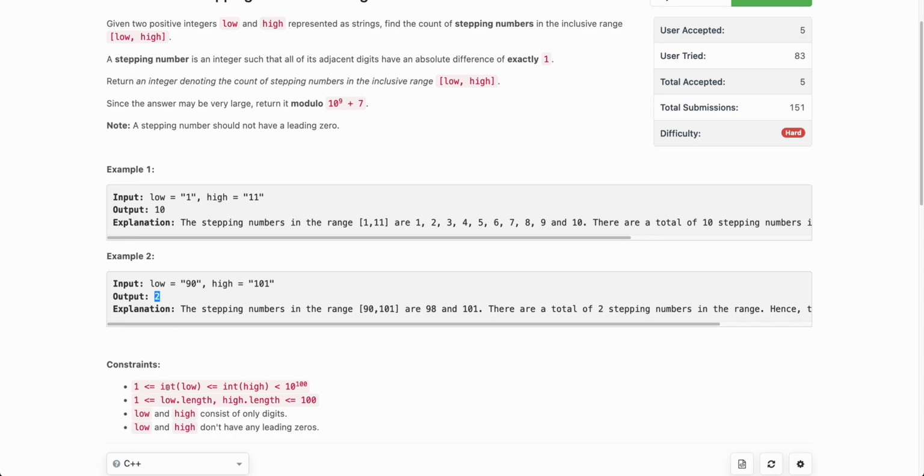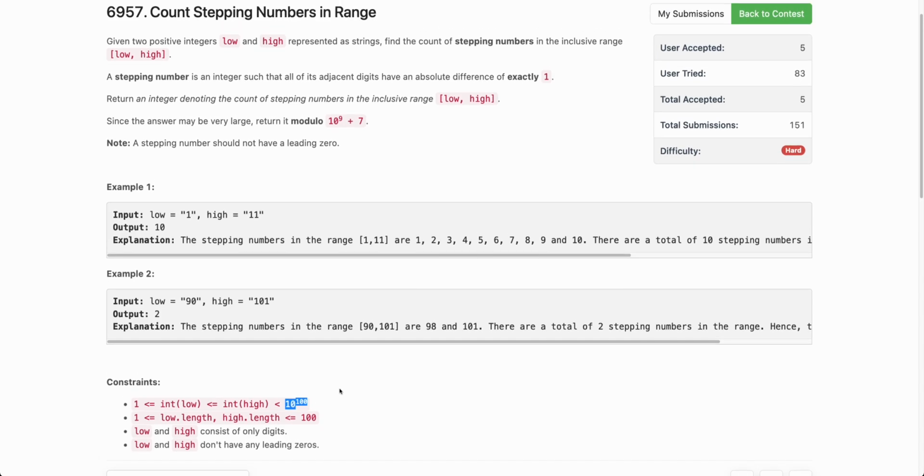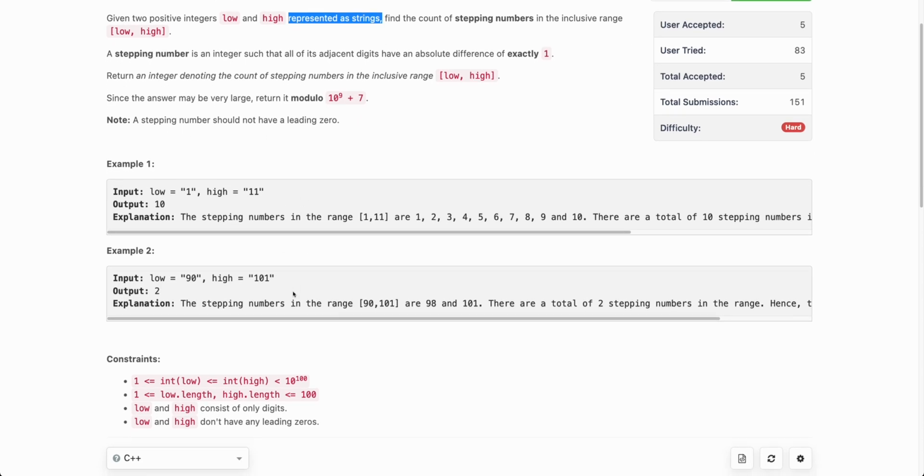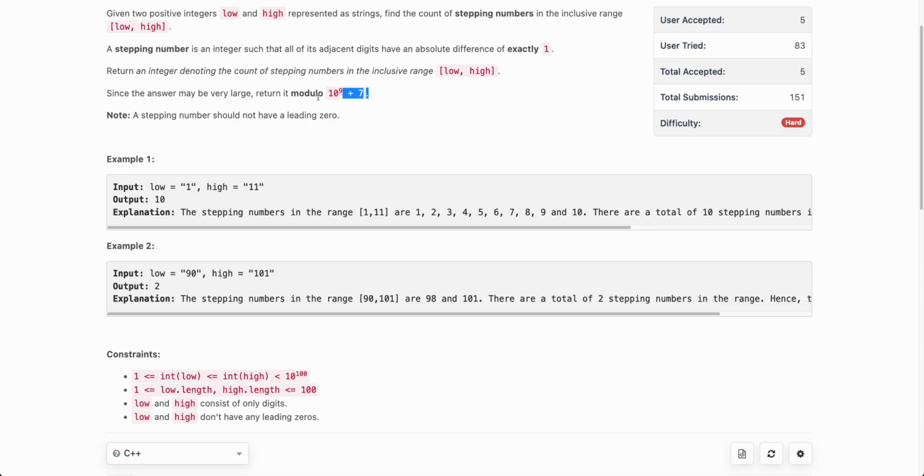Now notice one thing, the value of low and high can be up to 10 to the power 100, and because any 64-bit integer can't store this long value, they have given low and high as strings to us. And because of this the value can be very huge, and we have to return it modulo 10 to the power 9 plus 7.